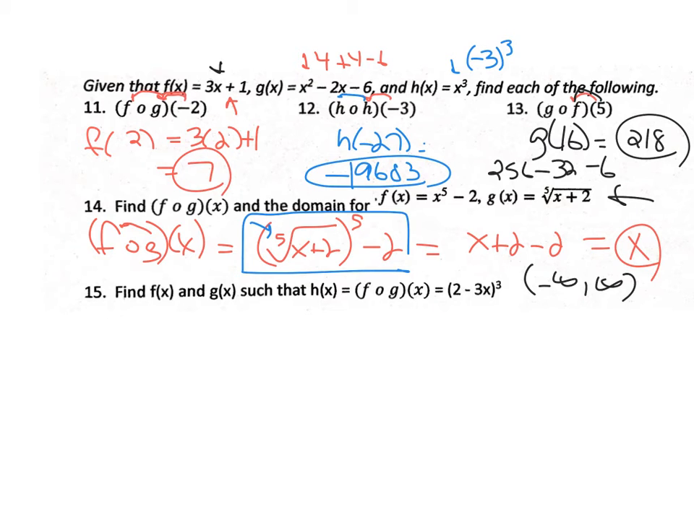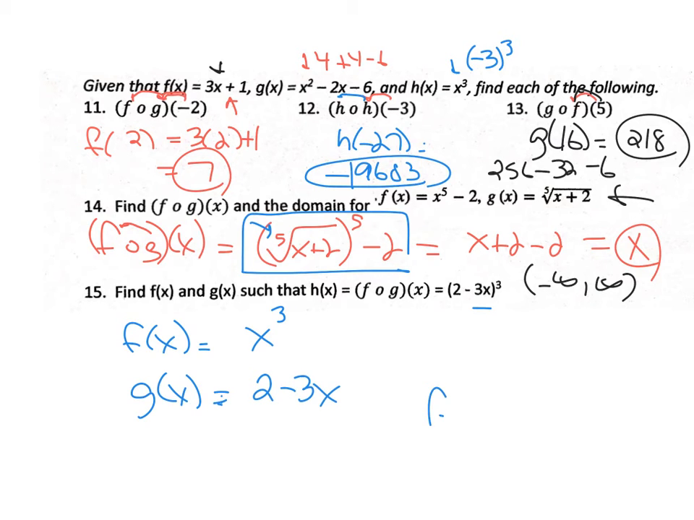All right, 15 also says you have to find your f and g. So I'm going to say f of x equals, remember there is more than one answer to this question. I'm not really showing you great ways to do it. It's just thinking through it and finding things that work. If I were doing this one, I would probably say f of x is x cubed and g of x is 2 minus 3x. Now think about it: if I plug g into f, if I plug this function into that one, would it be that? And the answer is yes, it would.